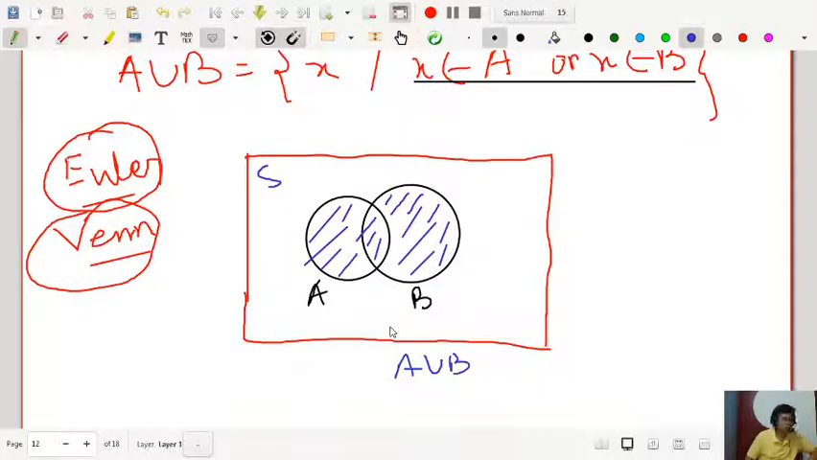The whole thing inside this box is the universal set. Actually, I am drawing a small portion of the universal set, and inside that you have two subsets A and B, and I am showing the union. Got it, Ishmael? So this is the Venn diagram.